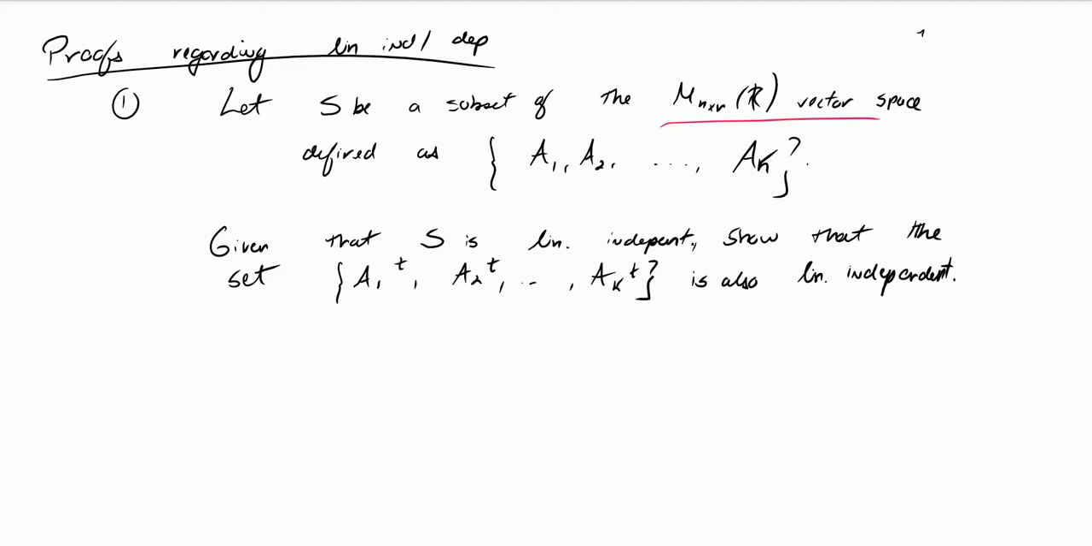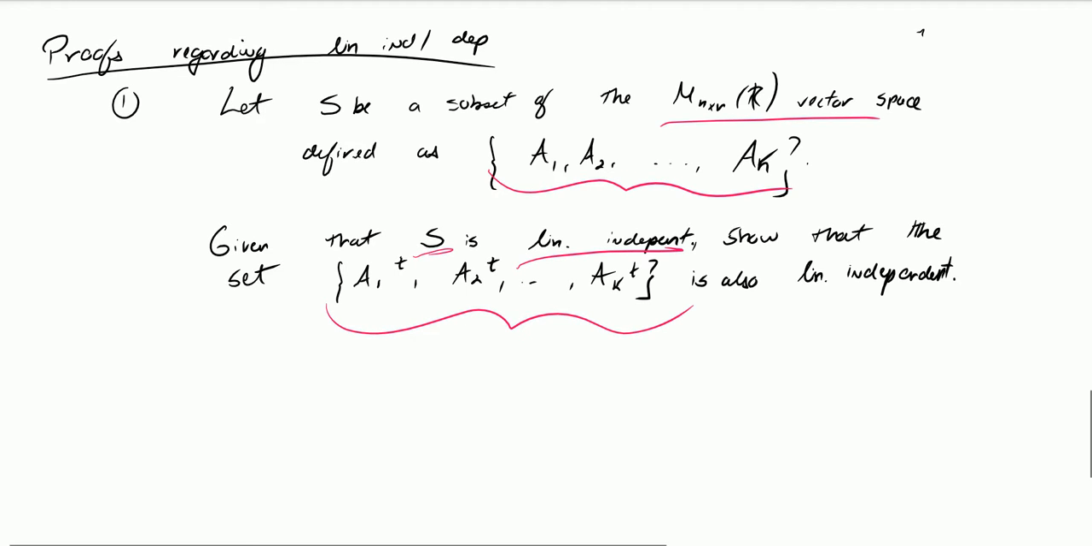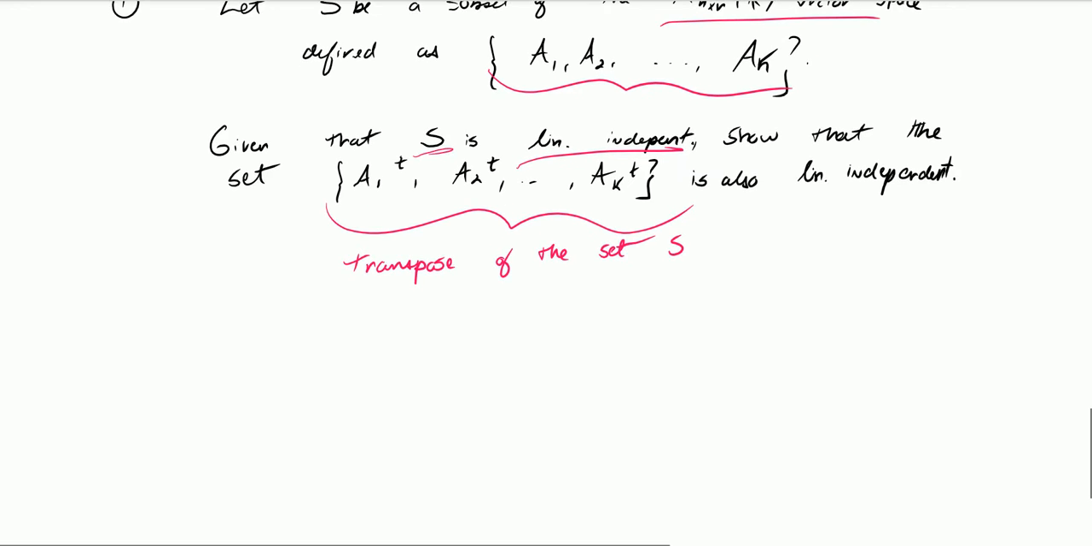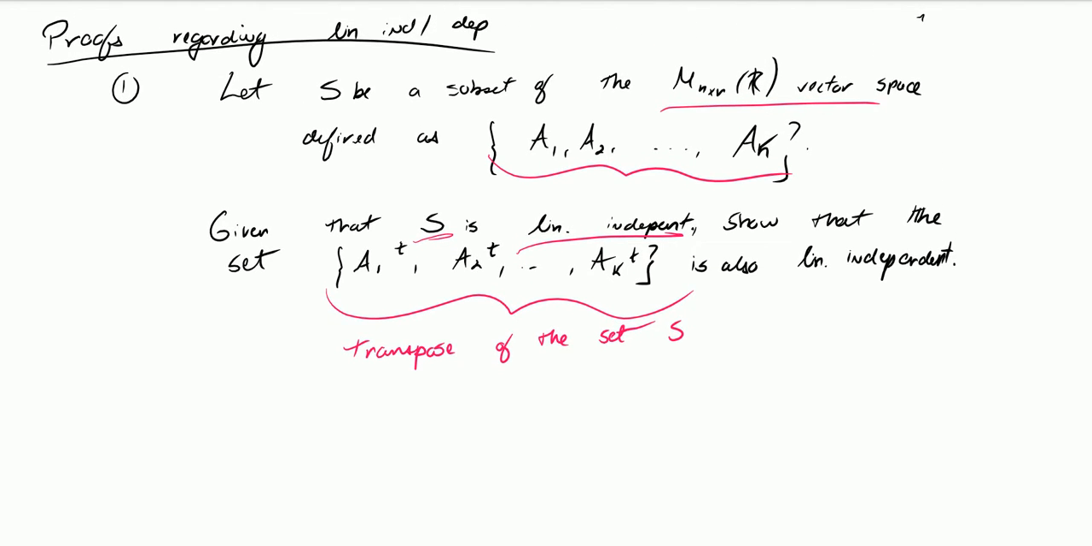by n vector space. In other words, we have a subset that contains matrices of a certain dimension. And given that this set S is linearly independent, we are to show that the set A1t, A2t, AKT is also independent. So basically, the set is just the transpose of the set S. Okay, so this is assuming that you know what a transpose is.